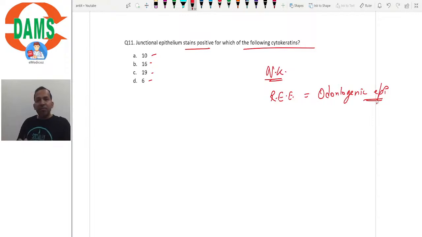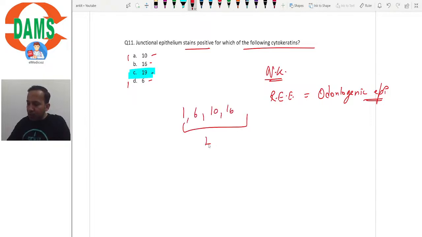So we need to find a cytokeratin that is common to odontogenic epithelium and non-keratinized epithelium as well. Very good, Shailesh and Bhavna. The correct answer is option C, that is 19. Options A, B and D are all found in keratinized epithelium or masticatory mucosa. So 1, 6, 10, 16 are common to masticatory mucosa. Very good. So 19 is found in junctional epithelium.